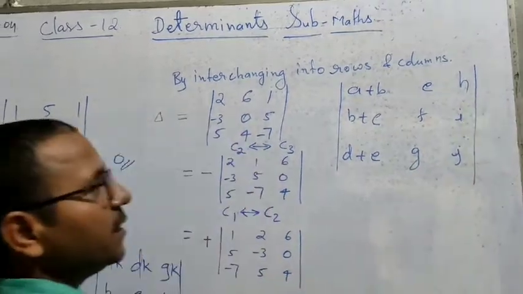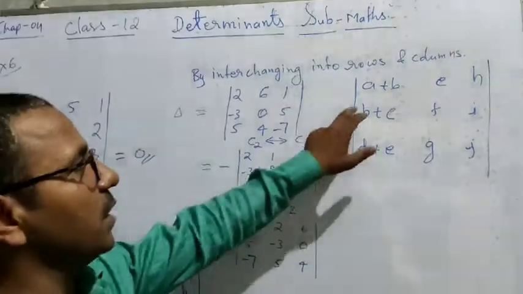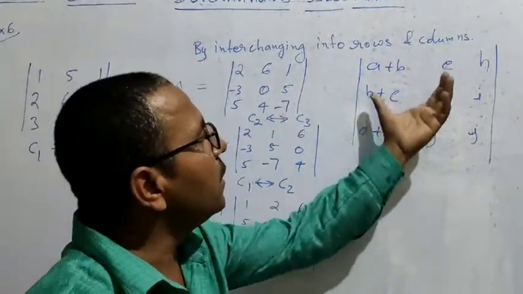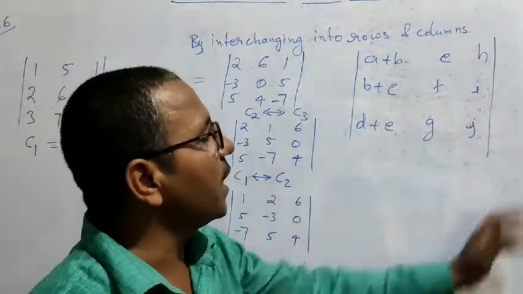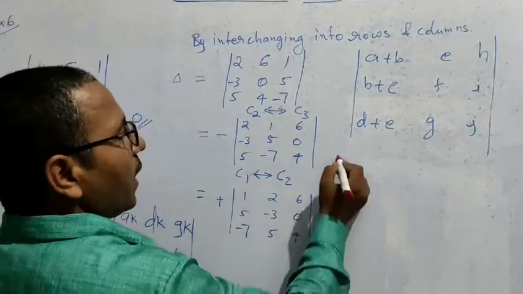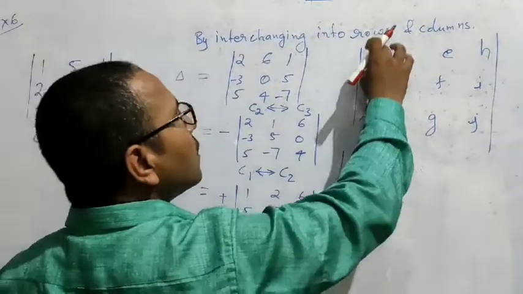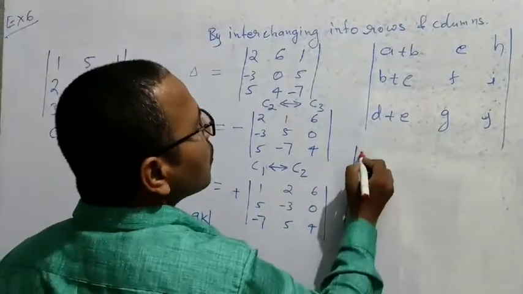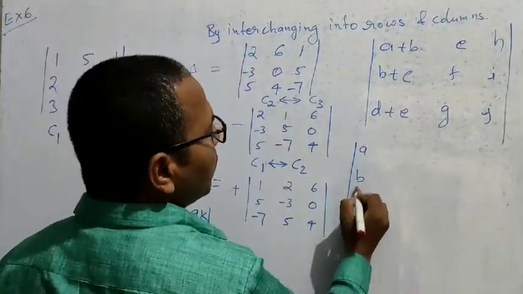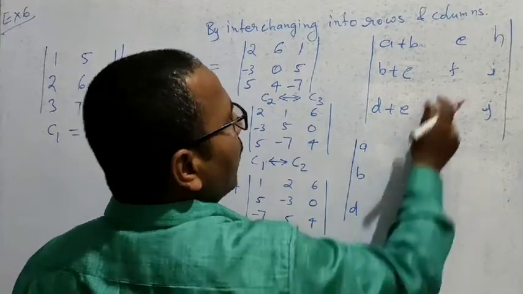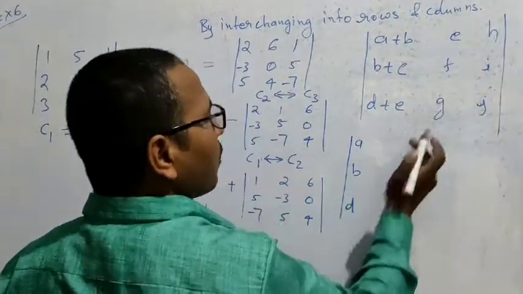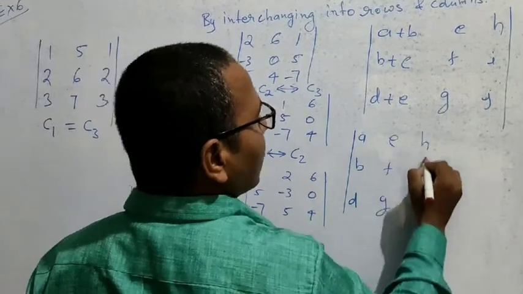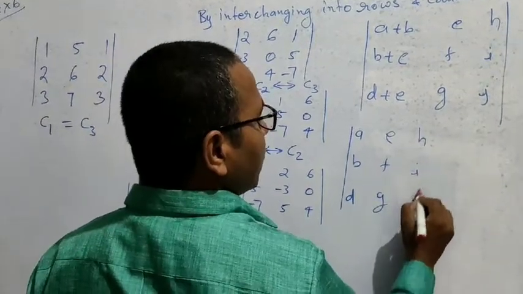So if it is written as a sum of values in any row or column, then the total determinant can also be expressed as a sum. So how can we write it down here? First, make this one the first column: A, B, D. And write this one as the second column: E, F, G, H, I, J.